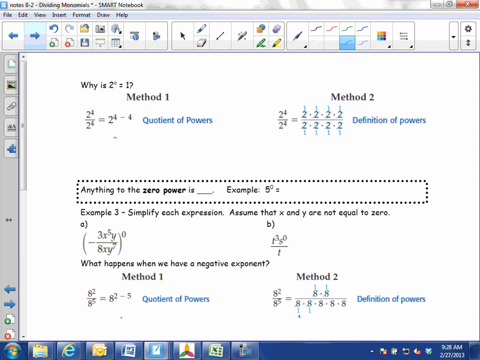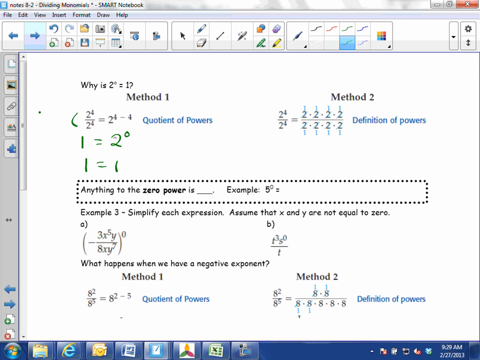Okay, so they're showing us 2 different methods of why this happens. Method number 1: when we have something divided by something with the same base, we subtract the exponents, right? So x to the 4 divided by 2 to the 4 means 2 to the 4 minus 4, which is 2 to the 0. Okay, well, what happens when I take something divided by itself? 1. So we just get 1 equals 1.